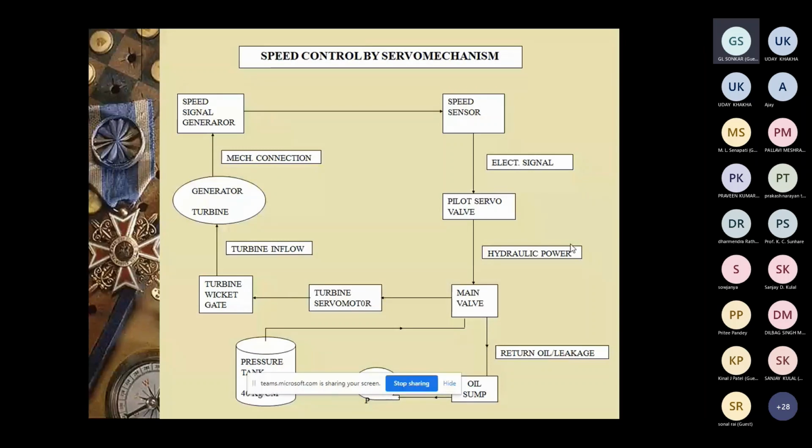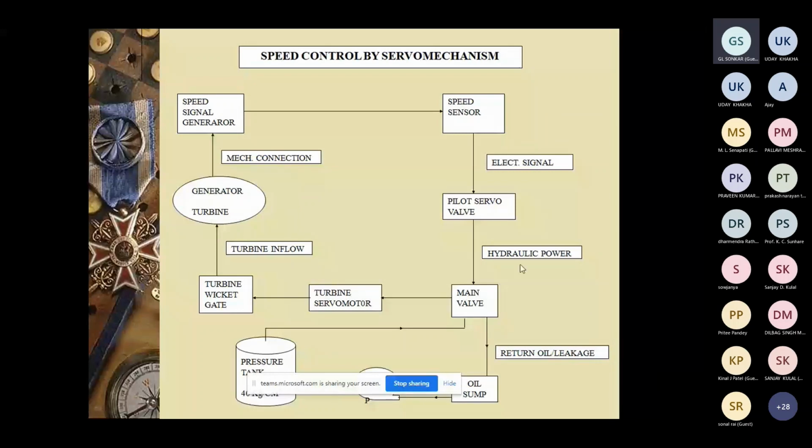Then you have ADC, DAC: analog to digital, then digital to analog. Then you have a VI converter, voltage to current converter. The output of the VI converter is given to the IP converter. It converts the current to pressure. That pressure is given to the main valve. It is like this only.